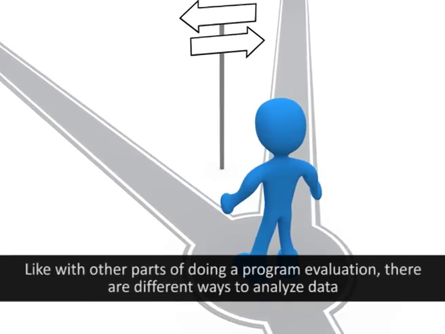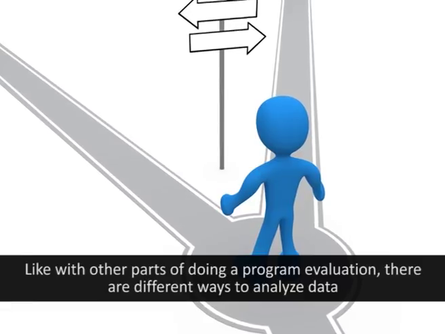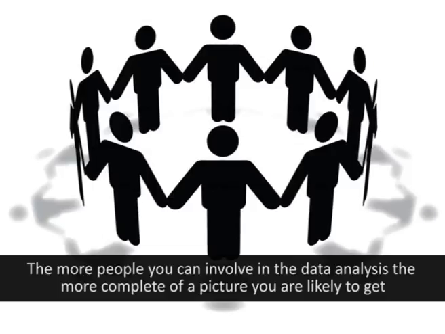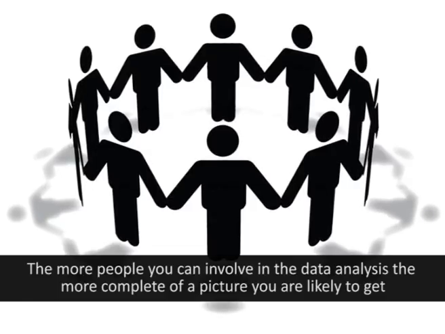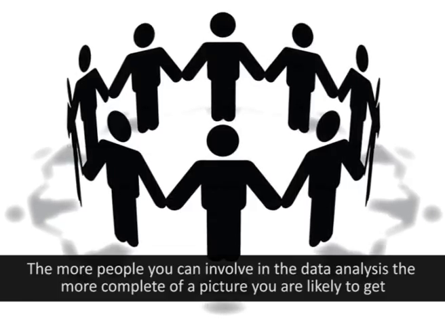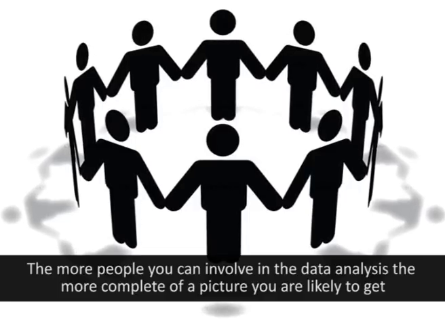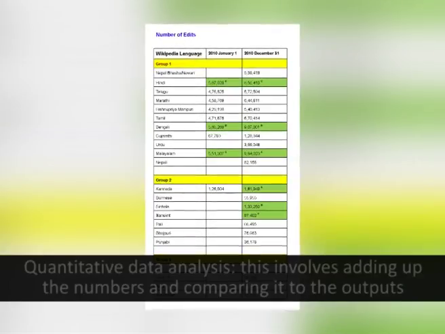Like with other parts of doing a program evaluation, there are different ways to analyze data. This is important because how you analyze it will affect what kind of conclusions and recommendations you come up with. Here are some key things to keep in mind. Different people will tend to see different things in the data. Therefore, the more people you can involve in the data analysis, the more complete a picture you are likely to get.